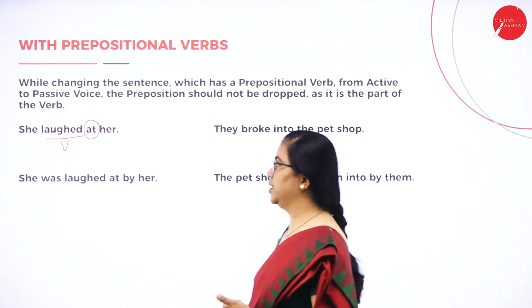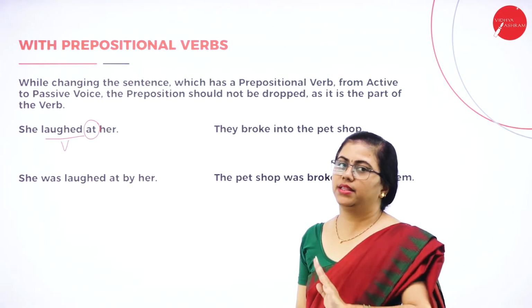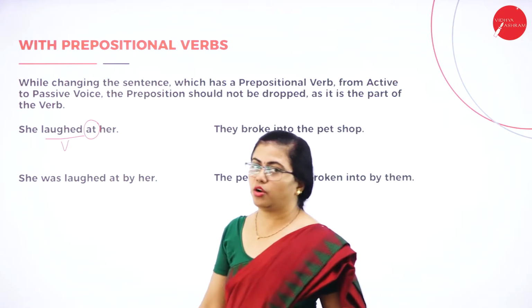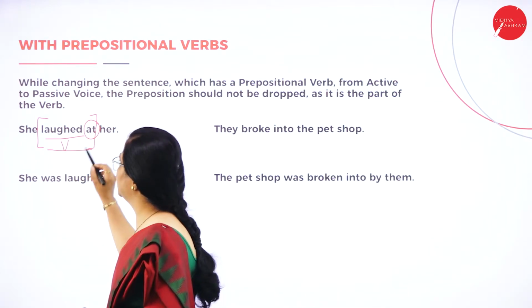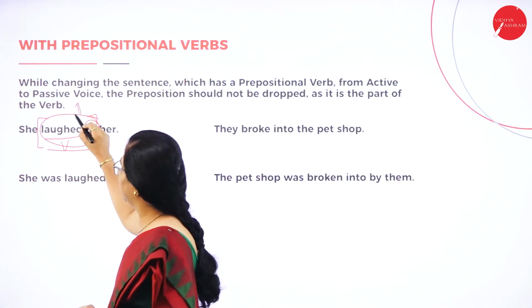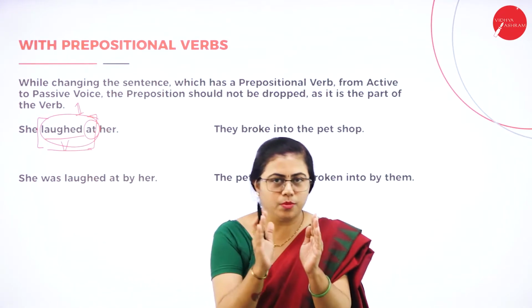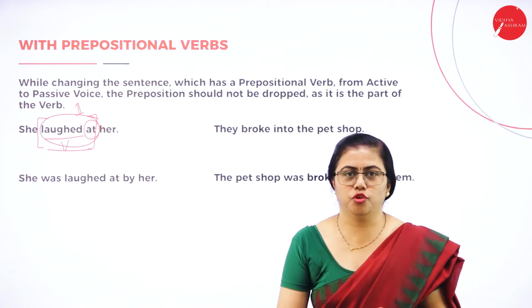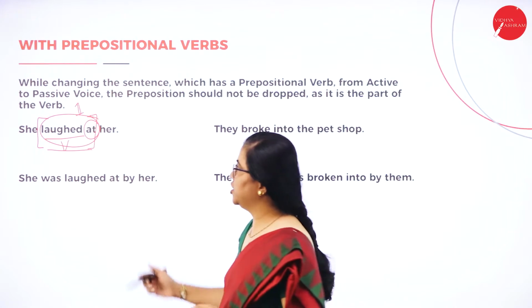So how do you change it? You should not separate the preposition and the verb. In such cases, you are not supposed to separate this preposition and verb. This whole thing has to be treated as one single entity whenever you are changing from active to passive.